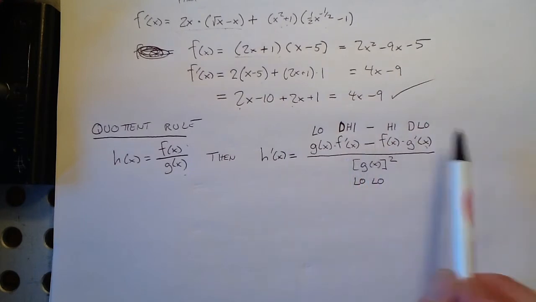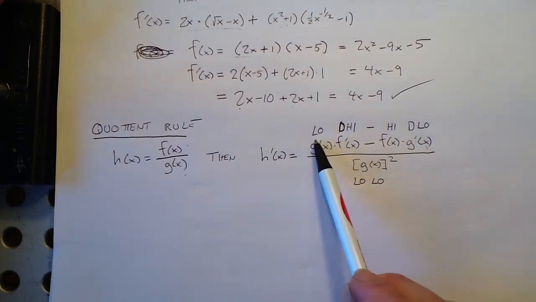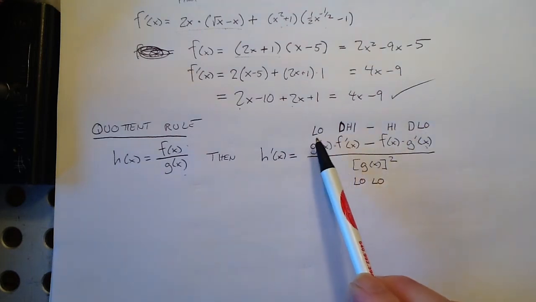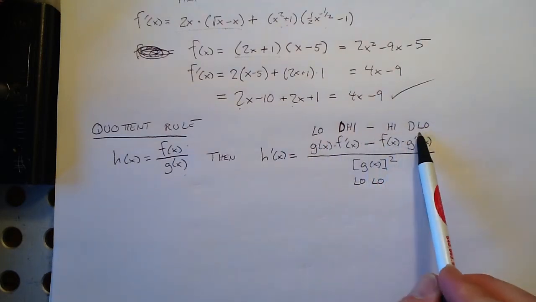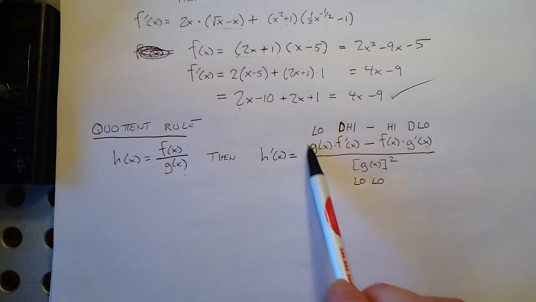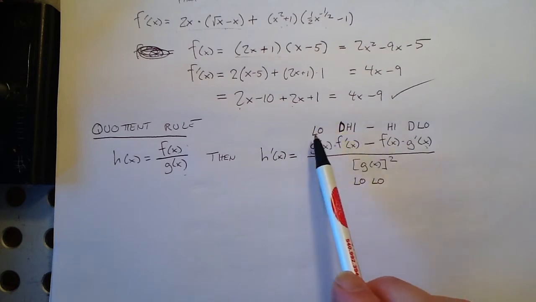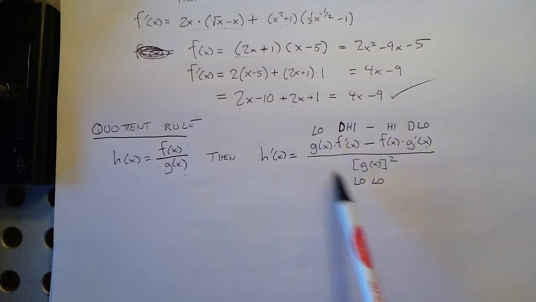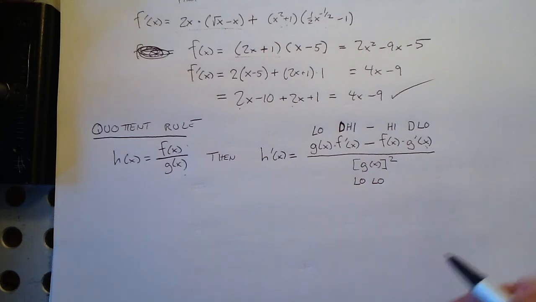So this is the little mnemonic device. You sort of read through this: low d high minus high d low over low low. You have to absolutely remember to start with the low, right? Low d high minus high d low over low low. You want to probably say that to yourself about, I think the research says about 30 times is what it takes to burn it into your brain. So go ahead and pause the video and say it 30 times.